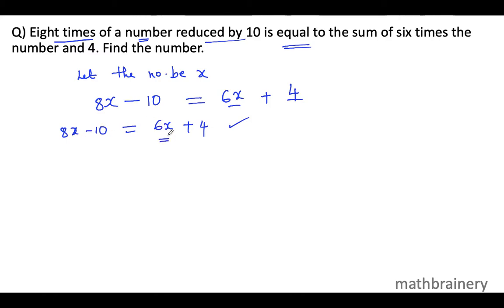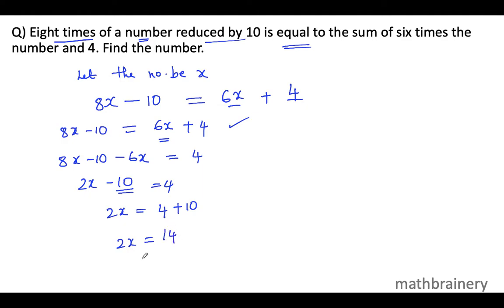Let me transpose this 6x to the left hand side. This would be 8x minus 10 minus 6x is equal to 4. 8x minus 6x is 2x minus 10 is equal to 4. Let's now transpose this negative 10 to the right hand side. That means your 2x will be 4 plus 10. When we are transposing, its sign changes from minus 10 to plus 10. So that means your 2x is equal to 4 plus 10 is 14. So what must be x? We are transposing 2 to the other side. That should be 14 by 2, which is 7. So the value of x in this case is 7.